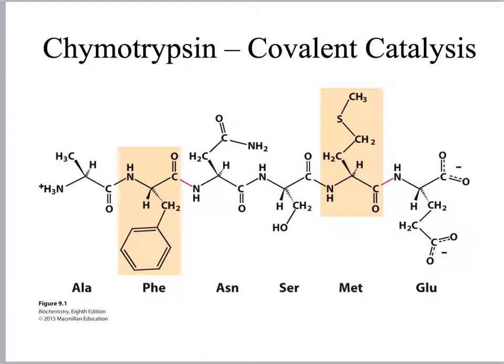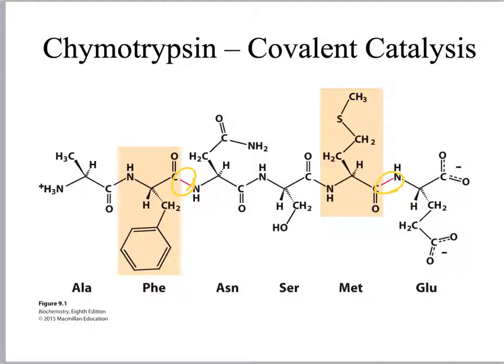The carboxyl side is the right-hand side. So chymotrypsin will only cleave on the right-hand side of a hydrophobic residue. So this figure is showing where we're going to end up cleaving, on the right-hand side of that carboxyl.